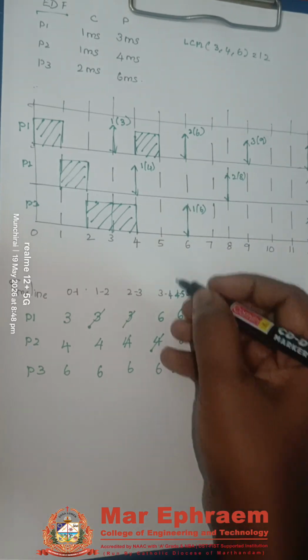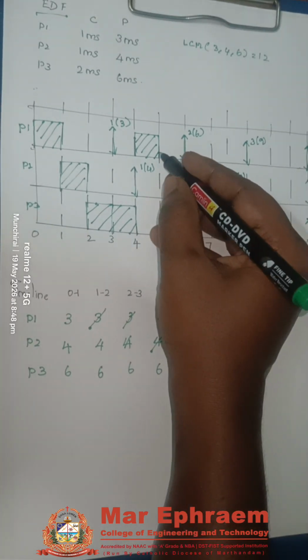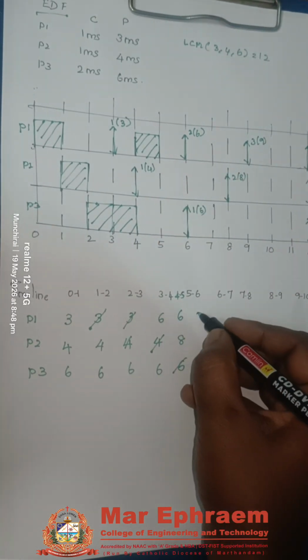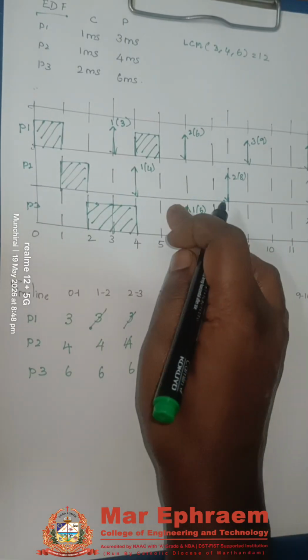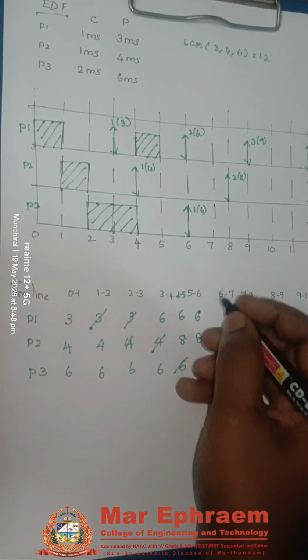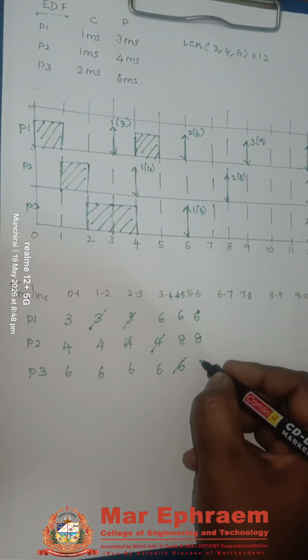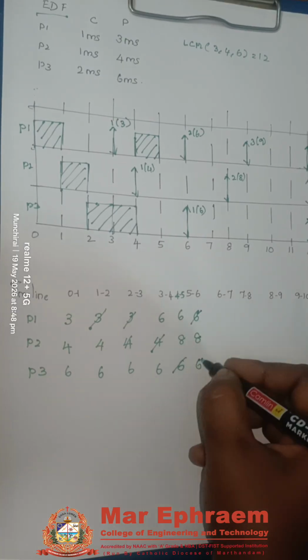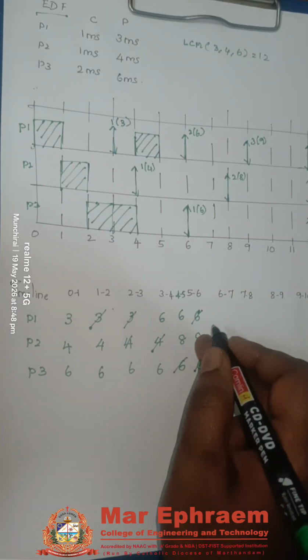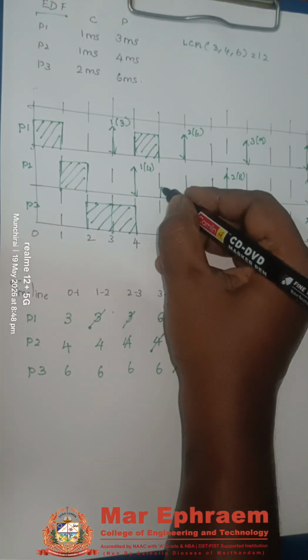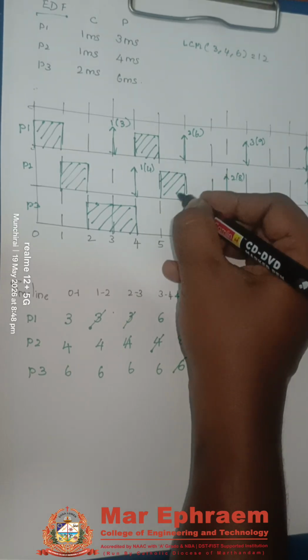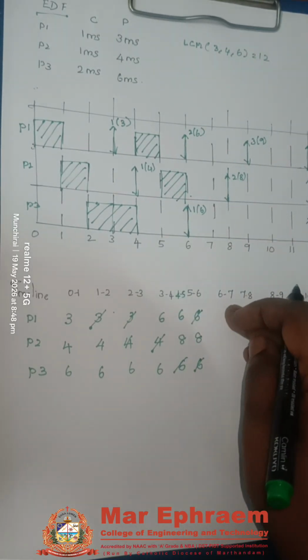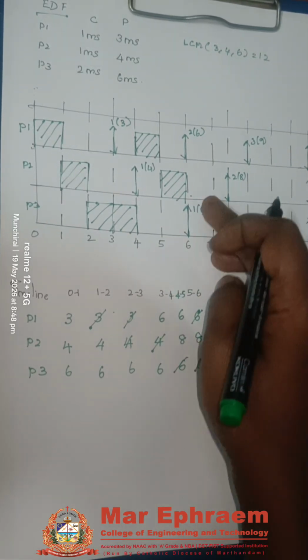Next we are going to again update the deadline. So here P1's deadline remains 6. P2's deadline will be the same, 8 only. P3's deadline is also 6 only. So already we know these two are executed. So we go to the leftover, that is P2, which will get executed.